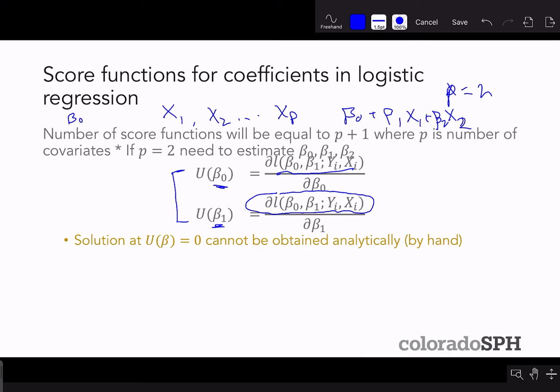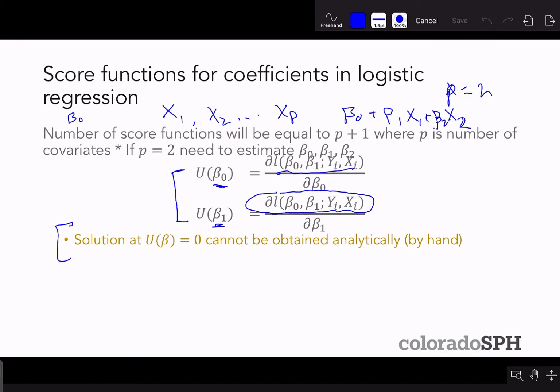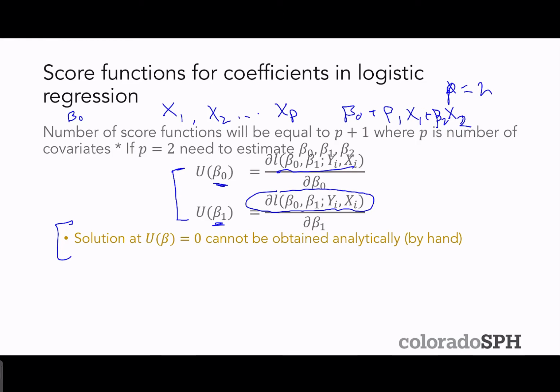And you can actually take those derivatives yourself. They're quite messy, but you can do it. There's a lot of use of the chain rule. However, the solution at the score equal to 0 cannot be obtained by hand or analytically. So you can get that derivative, but if you set it equal to 0, you can't actually solve for beta 0 and beta 1. You just get an expression for what the score is in terms of beta 0 and beta 1.